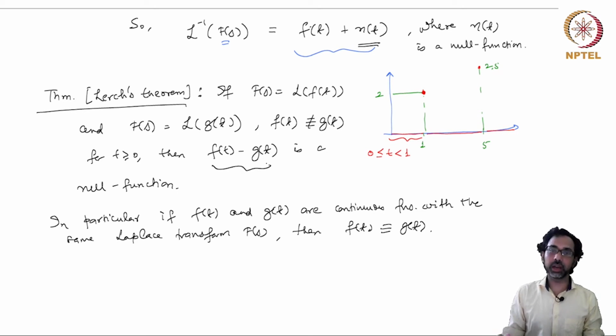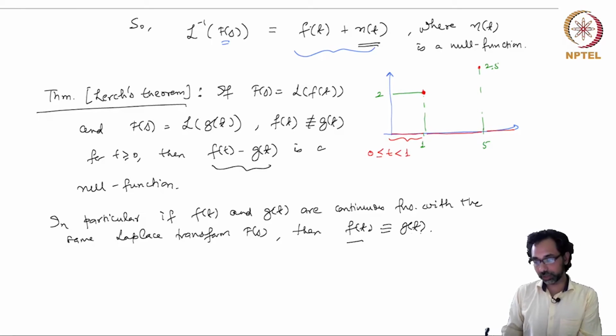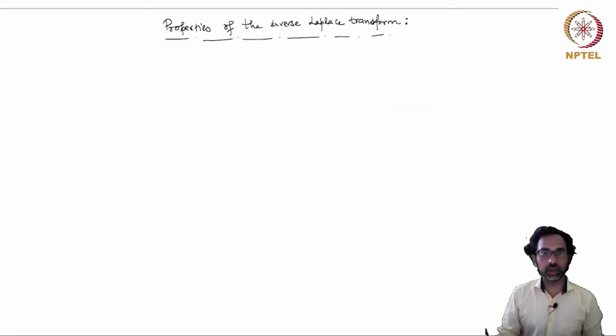So f(t) minus g(t) will also be a continuous function, and unless it is identically equal to 0, any continuous function will have some area under the curve for some value from 0 to t. So in this sense, the only option for the difference f(t) minus g(t) is 0. So we see that if f(t) and g(t) are continuous functions with the same Laplace transform, then f(t) must be equal to g(t). Now let's look at the properties of the inverse Laplace transform.